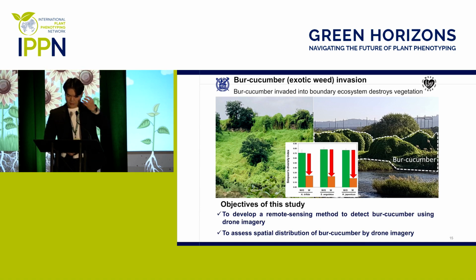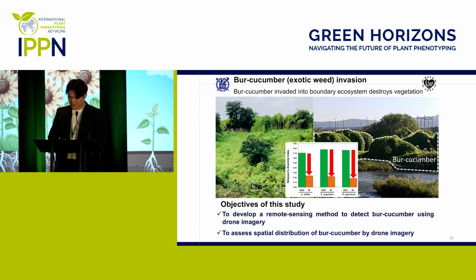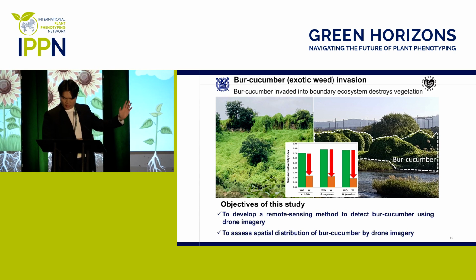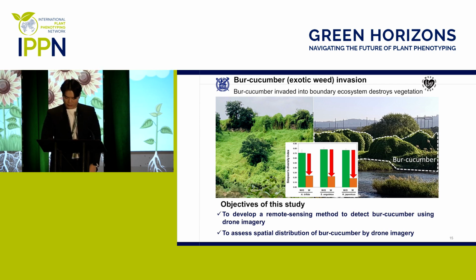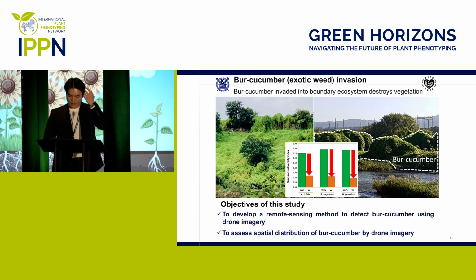Cucumber is a rapidly spreading invasive weed that overtakes other vegetation. It makes it difficult to manage, so it spreads, leading to a decline of biodiversity, as indicated by a decreased Simpson diversity index. So we use drone imagery to detect and assess the distribution of the cucumber to address this problem.